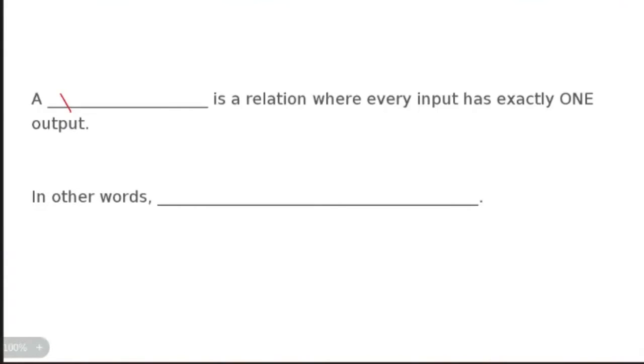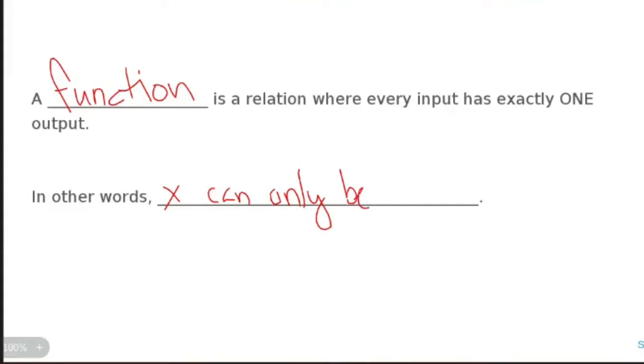A function is a relation where every input has exactly one output. In other words, x's can only be used once. Look at this room. X's can only be used once.